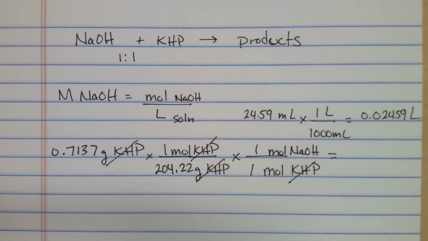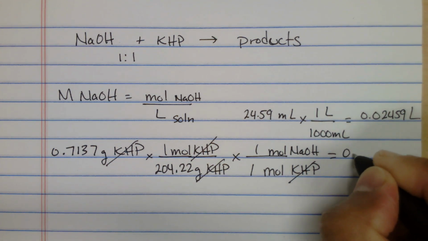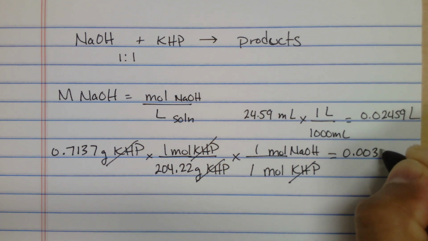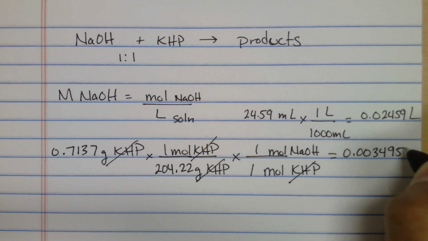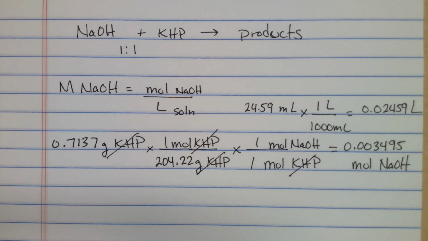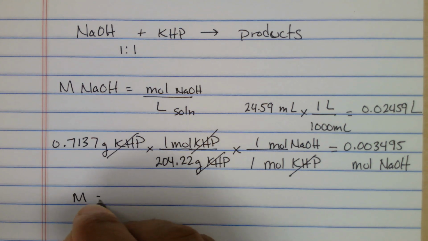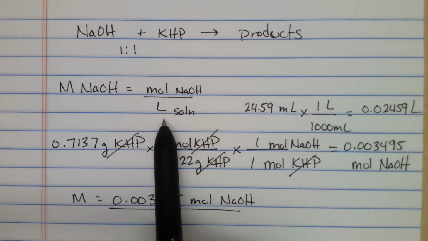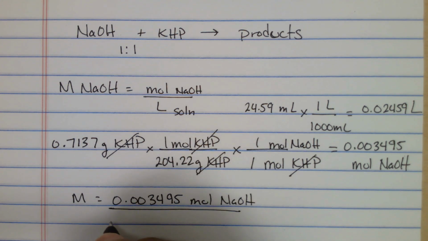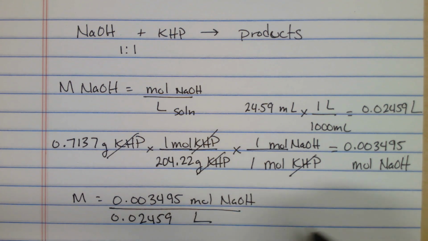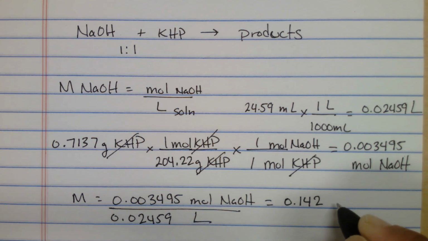We found our moles of NaOH. To 4 significant figures, I get 0.003495. So now we'll find the molarity, which is the moles of the sodium hydroxide divided by the volume of the solution. So this is the titrant. This is how much was used, 0.02459 liters. So to 4 significant figures, 0.1421.